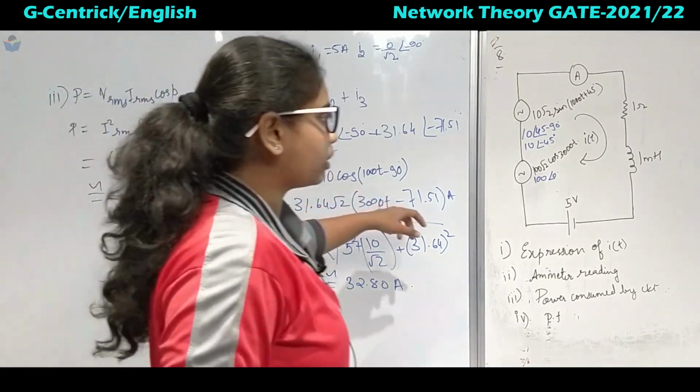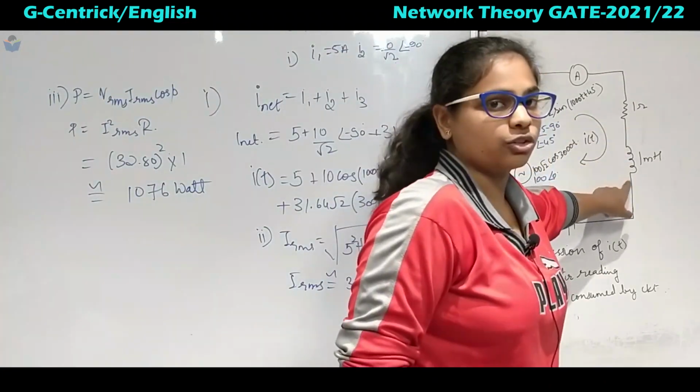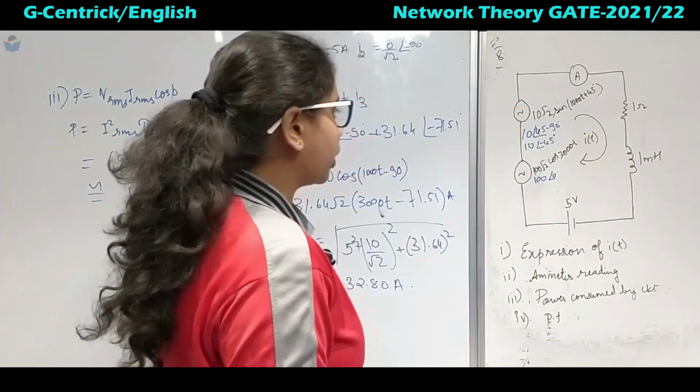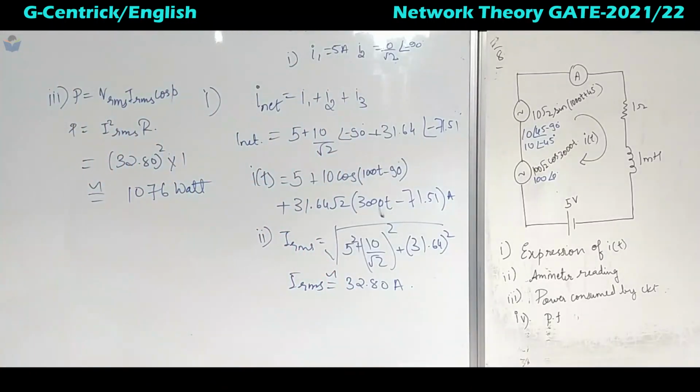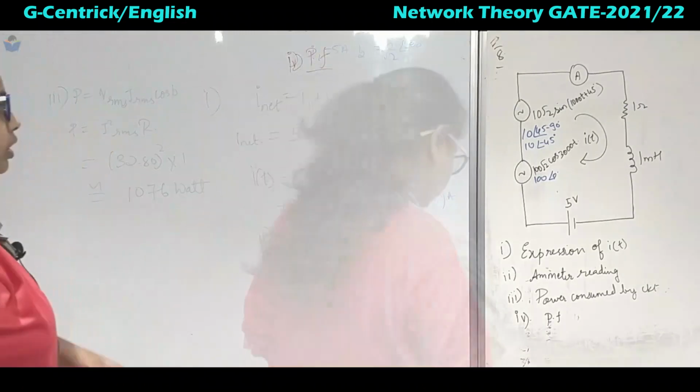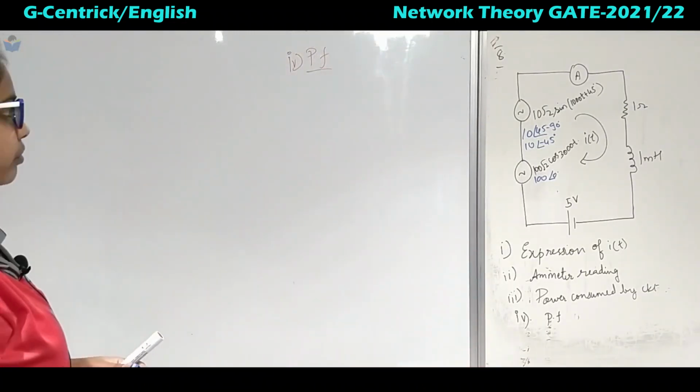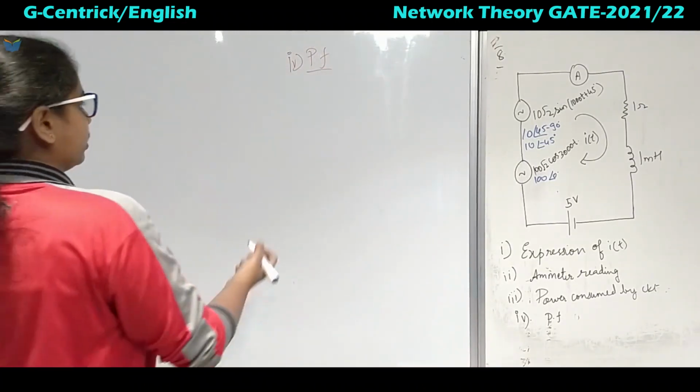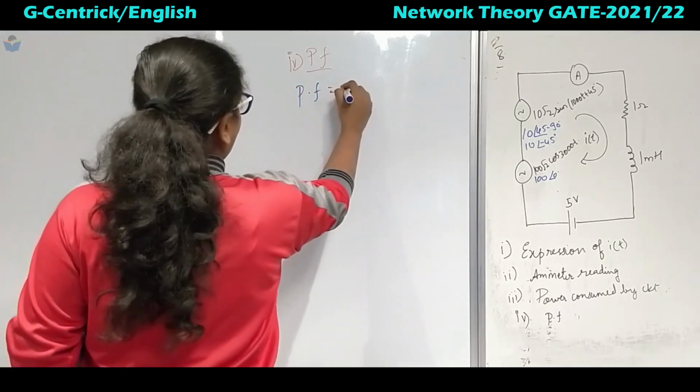Why are we calculating only for the resistor? Because the inductor does not consume power. It is a storing element. Next we will come to the power factor. So we have to calculate the power factor. How do you calculate the power factor? It is nothing but cos phi.